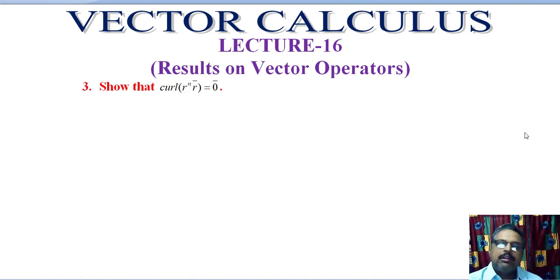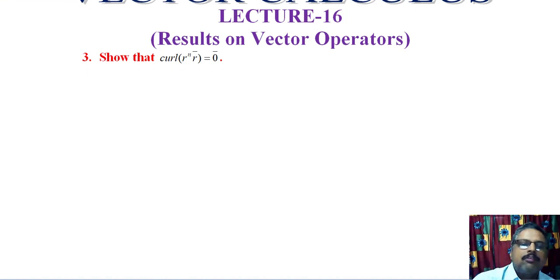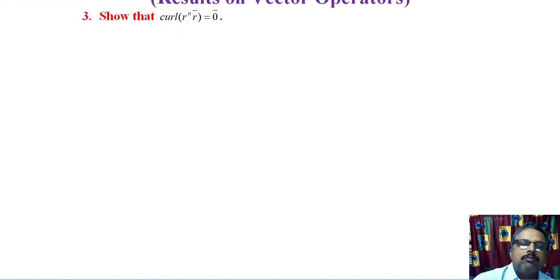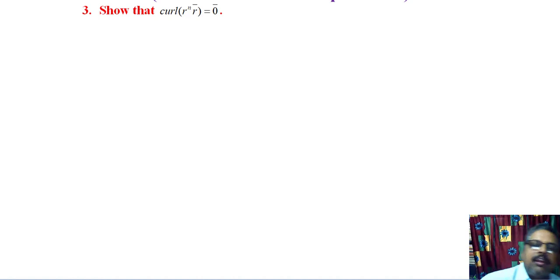So, in the earlier class we discussed two results. Now, today we will discuss another property. What is the property? Show that curl of r power n into r bar equals 0. Then how to prove this result?